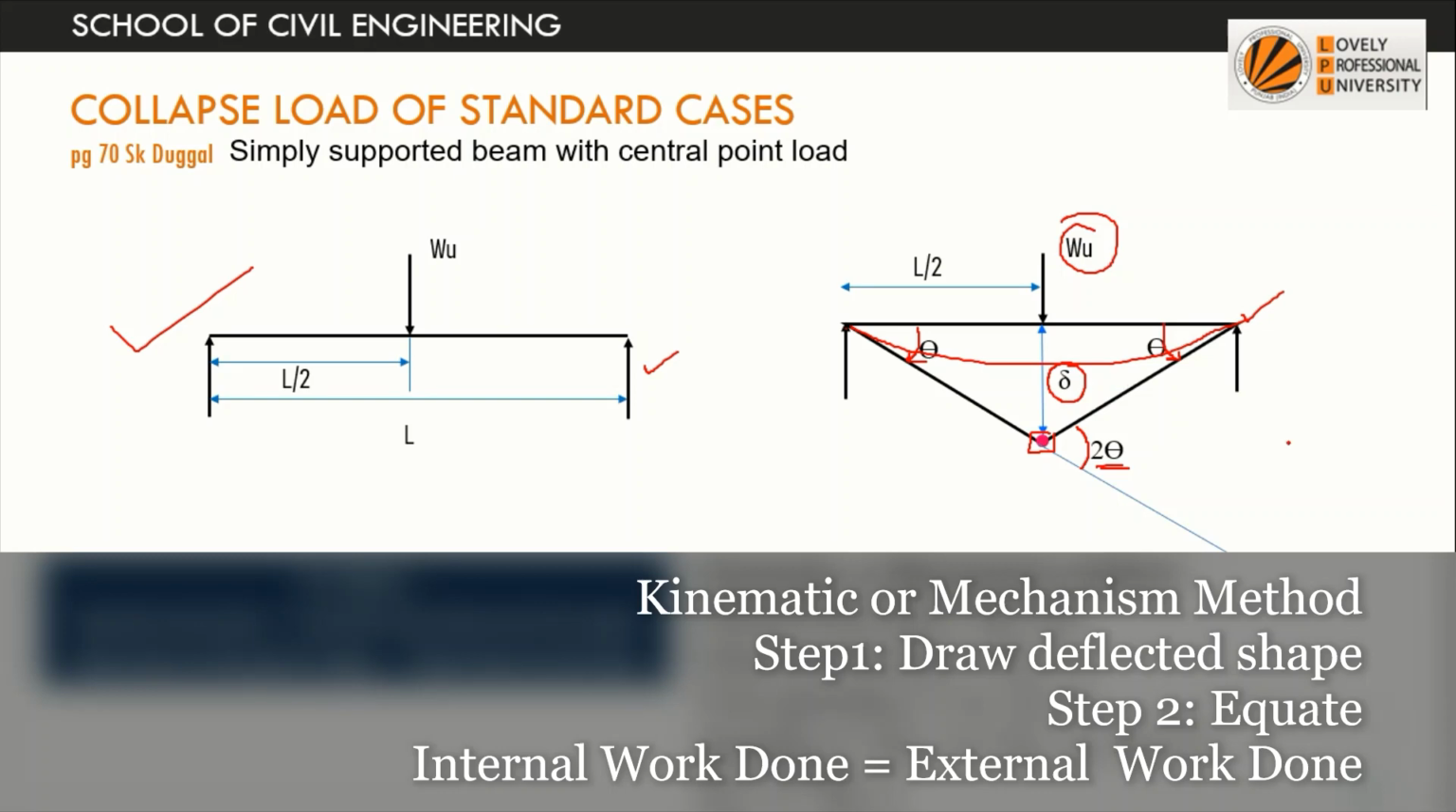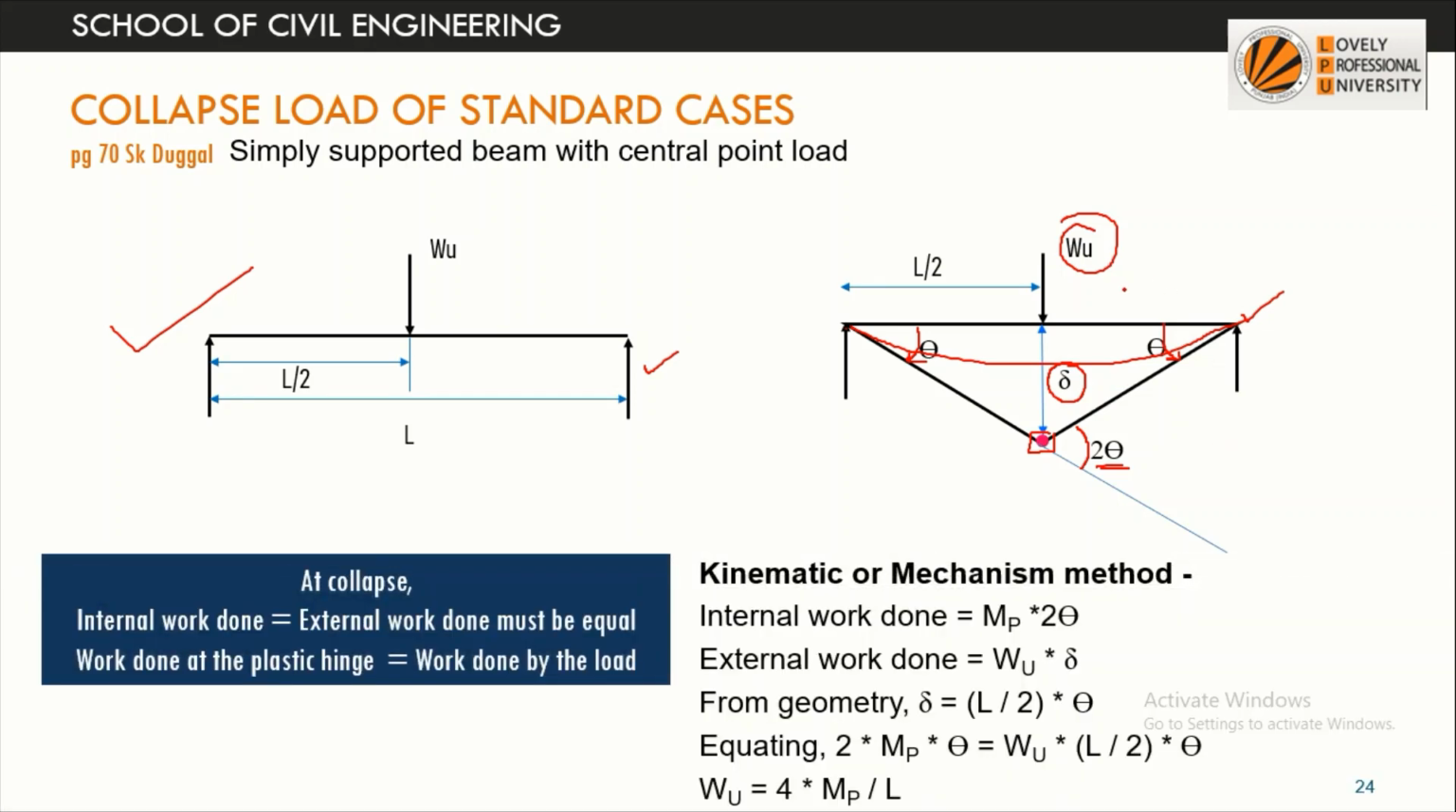So we know that external work done is equal to load into displacement. So we can write external work done as W into delta, and internal work done by Mp will be Mp into 2 theta, that is, moment into rotation. So simply we'll equate these. There are two unknowns, one is delta, another one is theta.